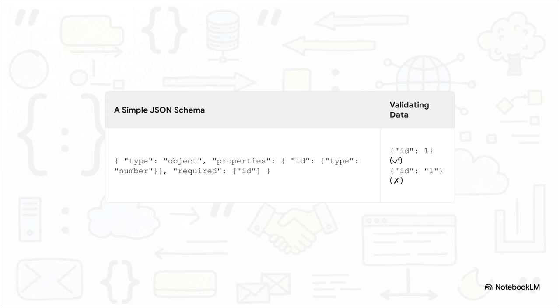So it acts like a bouncer at a club. When the first piece of data comes along, the ID is a number, so it says, yep, you're good, come on in. But the second one? The ID is text, in quotation marks. The schema sees that and says, nope, you're not following the rules, access denied. This one simple check prevents countless bugs before they can ever cause a problem.